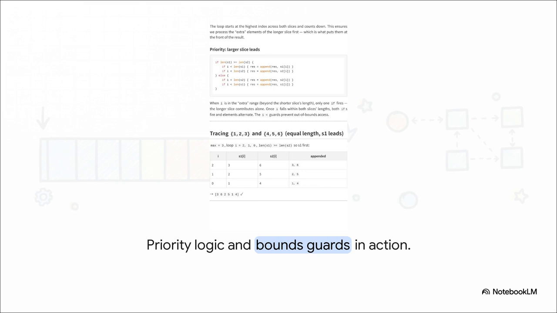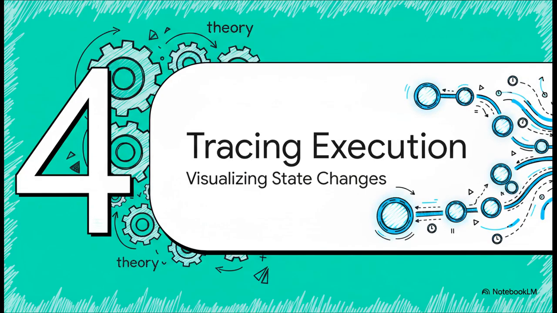It's only when I counts down far enough to fall within the bounds of both slices that both if statements start firing and the elements beautifully start alternating. On to number 4, tracing the execution, visualizing state changes.